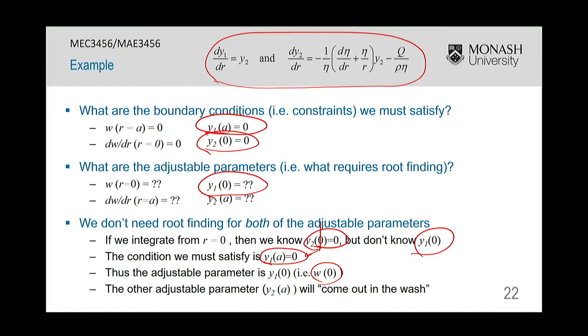It turns out that the other adjustable parameter, y2 of a, comes out in the wash. We don't ever need to worry about it. In fact, it's unnecessary. And if you think about this logically, this is a second order equation. You should only need two boundary conditions to uniquely specify the problem. We start off with these two here, but we then try and find out what this one is to satisfy the problem.